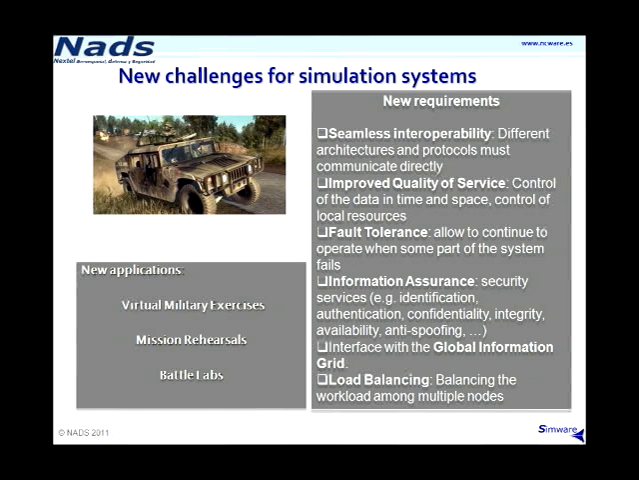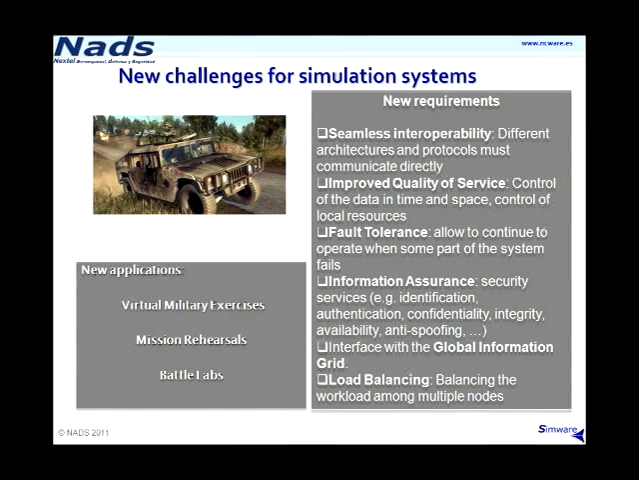This asks for a diffusion-like architecture without any key or central node, having the data distributed all over the net and not specifically in one node. Information assurance: security services, for example identification, are demanded especially when the net of simulators comes together with other networks that can be far away. Security is one of the hottest points to consider in a future standard.